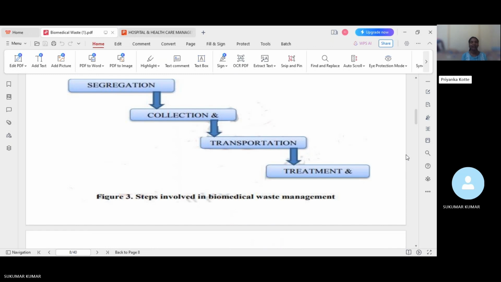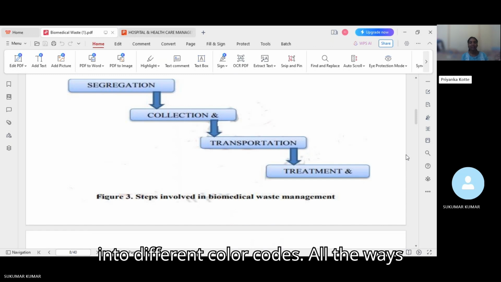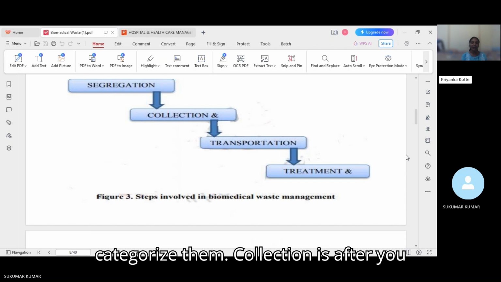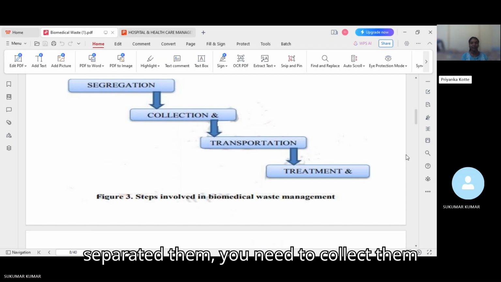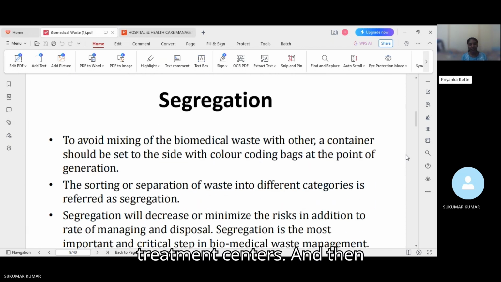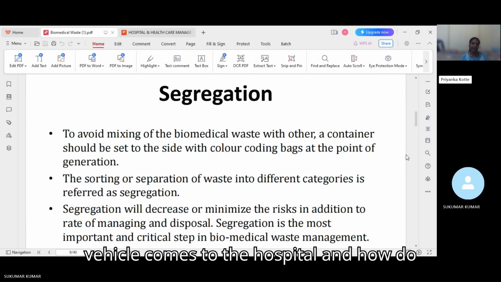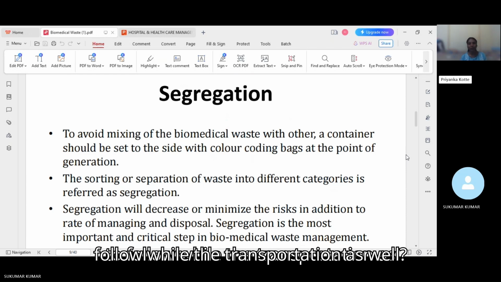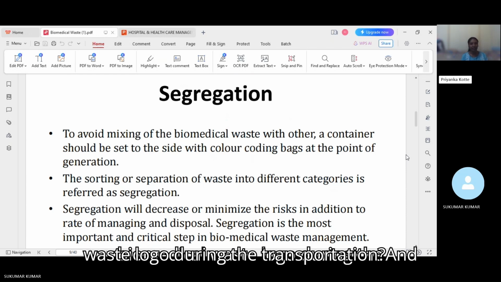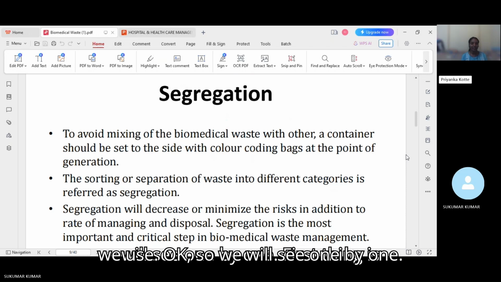These are the basic 4 steps. Segregation means where you categorize them into certain color codes. First process is segregation, where you categorize all the waste that is getting generated into different color codes. Collection is after you separate them, you need to collect them into different treatment centers. And then transportation: how the biomedical waste vehicle comes to the hospital and how they transport, what principles we need to follow during the transportation, what is the importance of the biomedical waste logo during the transportation, and finally treatment, the different methods which we use. So we will see one by one.